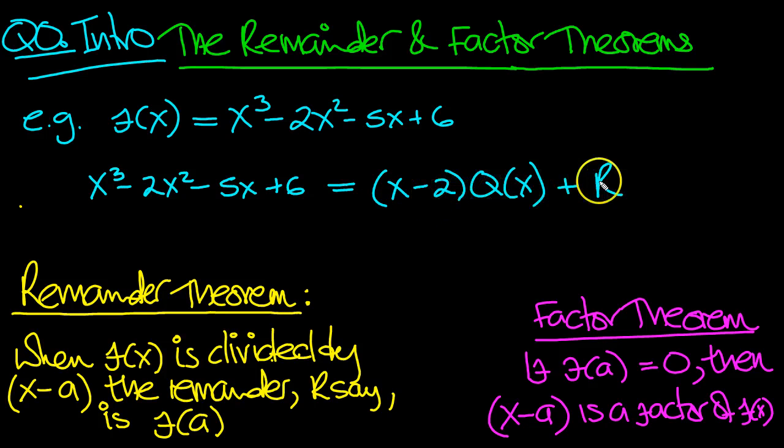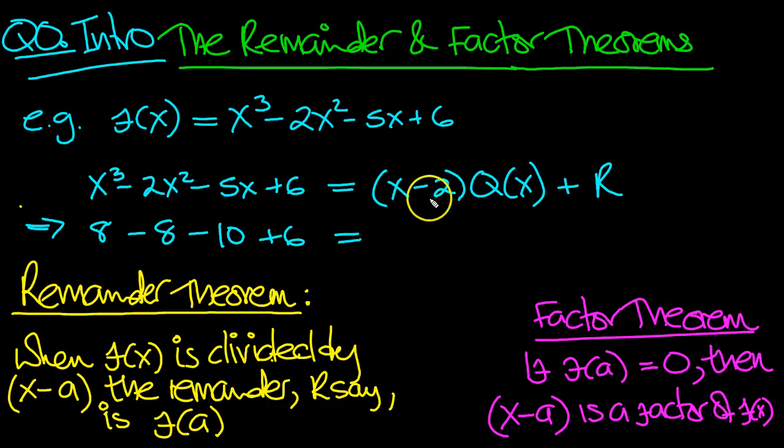So I hope you can see that the remainder, when you do long division, has to be 1 degree less than this to have a proper fraction. And because it's 1 degree less than this, and this is of order 1, the order of this must be 0. In effect, that means it's a constant. So that's a little bit of the bookwork behind it. If we input the value 2, you get 8 minus 8, as we said before, minus 10 plus 6. Then you put 2 in there, you'll get a 0 times q of x, which is 0, plus r.